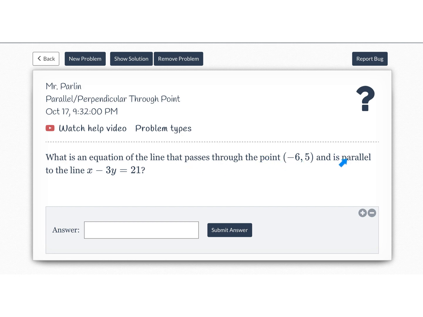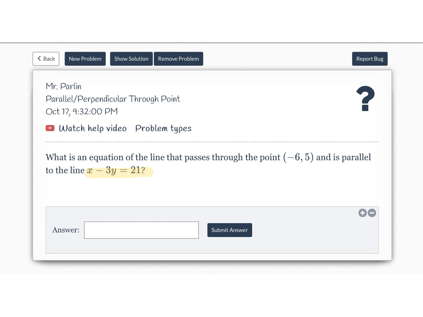It's not necessarily giving us the slope, but it's telling us that the new line is going to be parallel to this one. Well, that means we have to identify what is the slope of this line right here. So let's start by working that out. Remember, we want to put this in y equals mx plus b form.